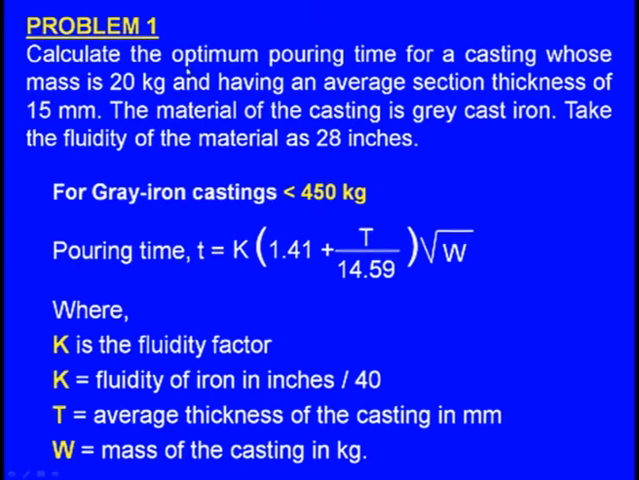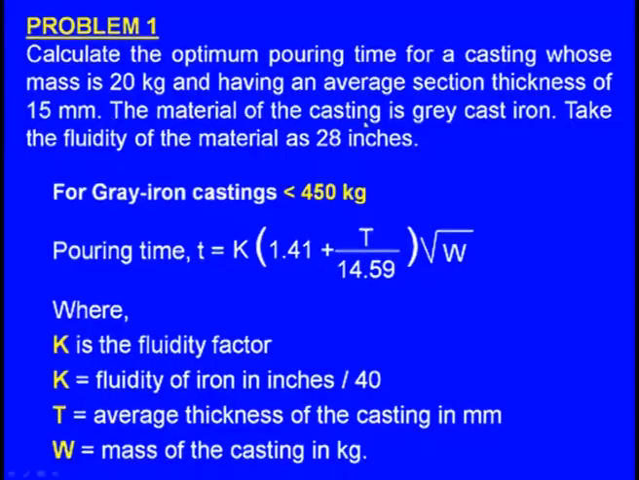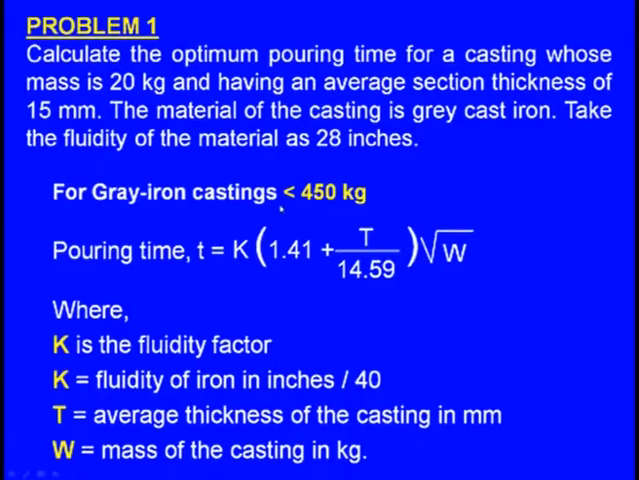Problem 1: calculate the optimum pouring time for a casting whose mass is 20 kilograms and having an average section thickness of 15 millimeters. The material of the casting is gray cast iron. Take the fluidity of the material as 28 inches. For gray iron castings, when the weight of the casting is less than 450 kilograms, pouring time t is equal to K multiplied by (1.41 + T/14.59) multiplied by root of W, where K is the fluidity factor, that is the fluidity of the iron in inches divided by 40, T is the average thickness of the section in millimeters, and W is the mass of the casting in kilograms.